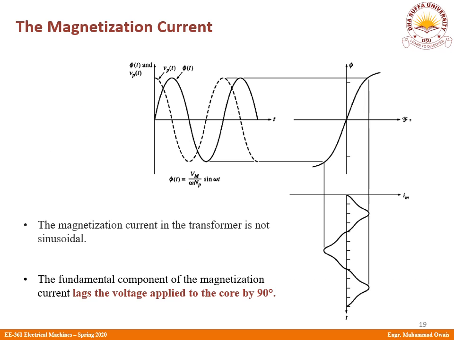Okay students, so here we are going to look at the magnetization current. If you pay attention here, this curve you see is the curve for the applied voltage VP and flux. Have a look, the flux has a 90 degree lag between the two quantities.